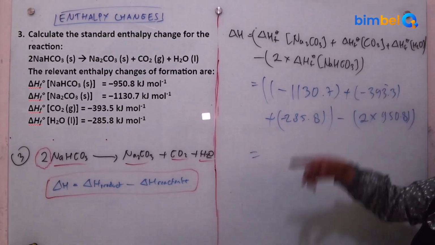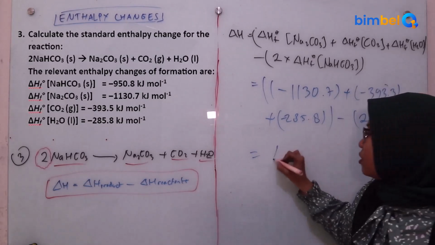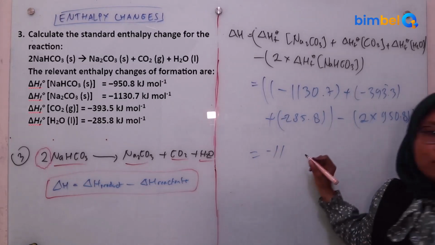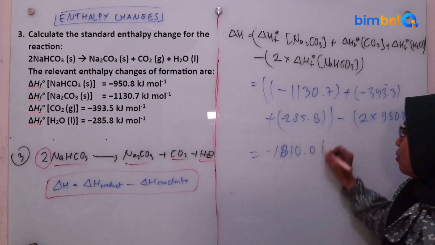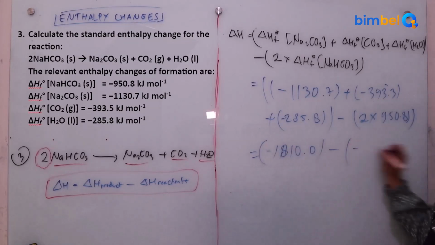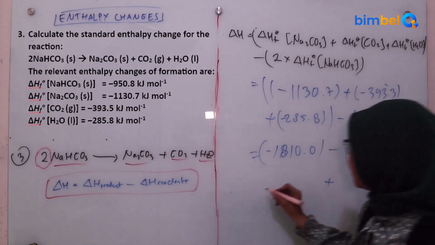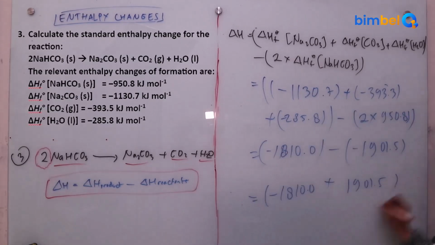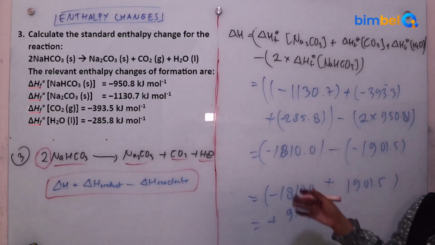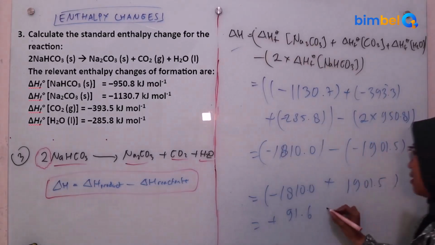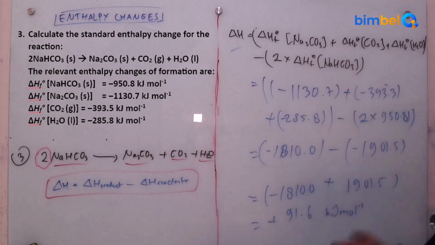This plus this, and then plus this, and then minus this. So we have this number, minus 181.0 minus, and we have minus right here. Minus and minus mean we have plus. And the result is plus 91.6. And don't forget the units for the enthalpy change is kilojoule per mole. So this is the result.